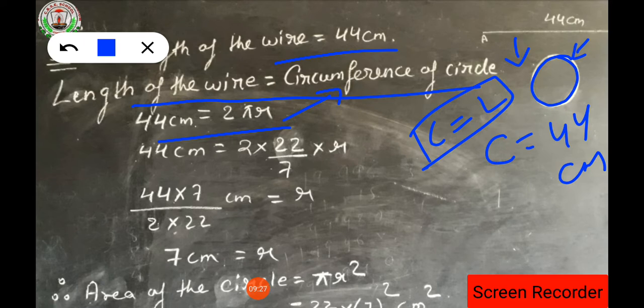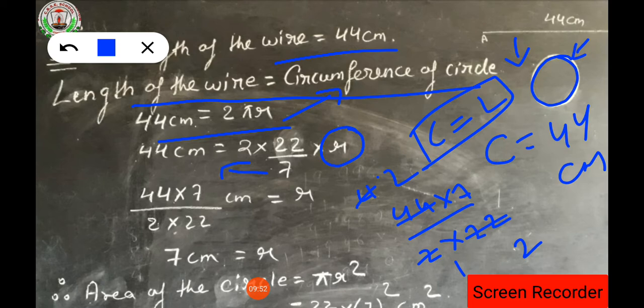Clear? Then for finding the value of r, what do we have to do? We have to do the cross multiplication over here. So 44 into 7 will be cross multiplied into 2 into 22, isn't it? So 22 comes in the table of 11 how many times? 2 times. And 44 comes in the table of 11 how many times? 4 times, isn't it? Again these 2 elevens will get cancelled. 2 ones are 2 and 2 twos are 4.